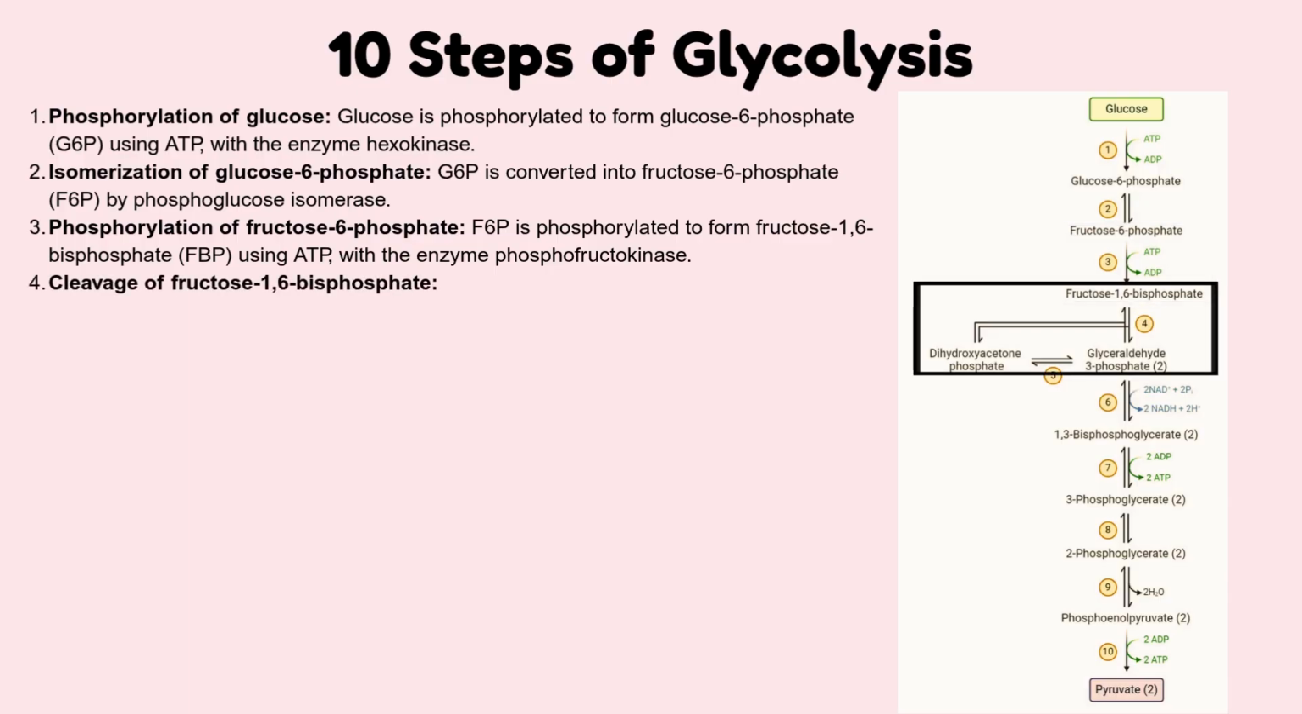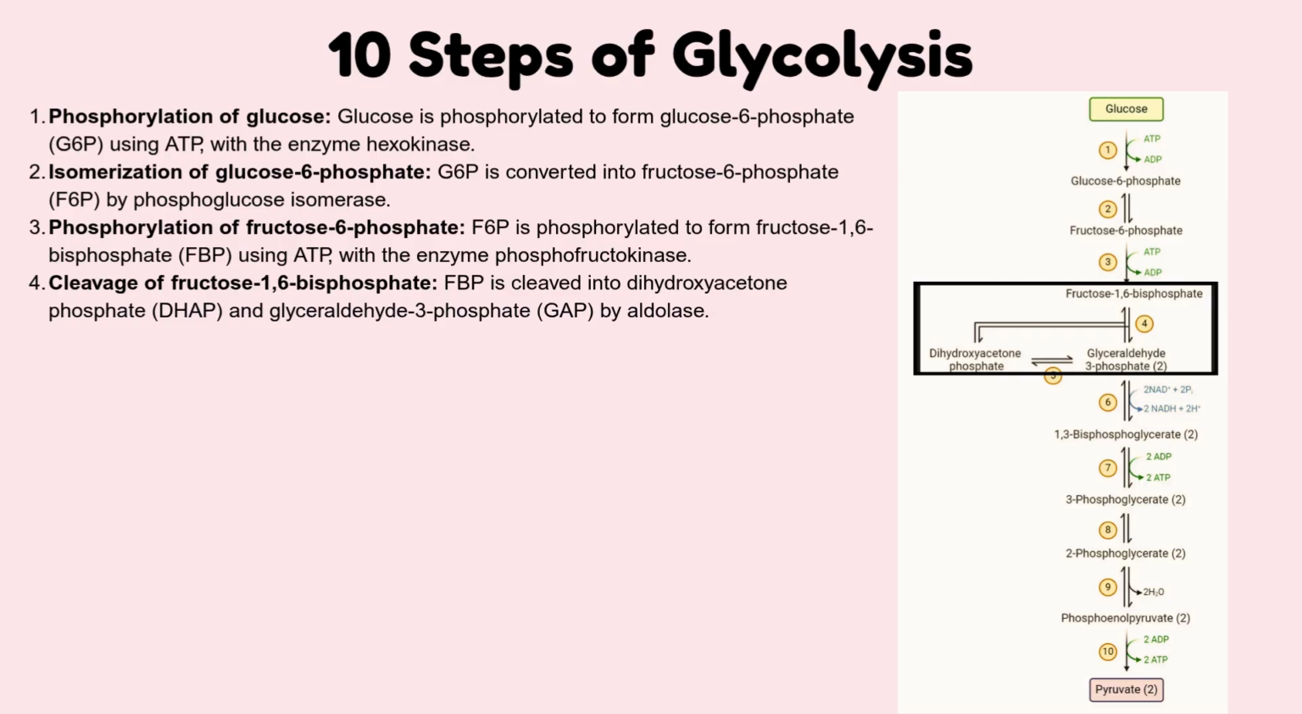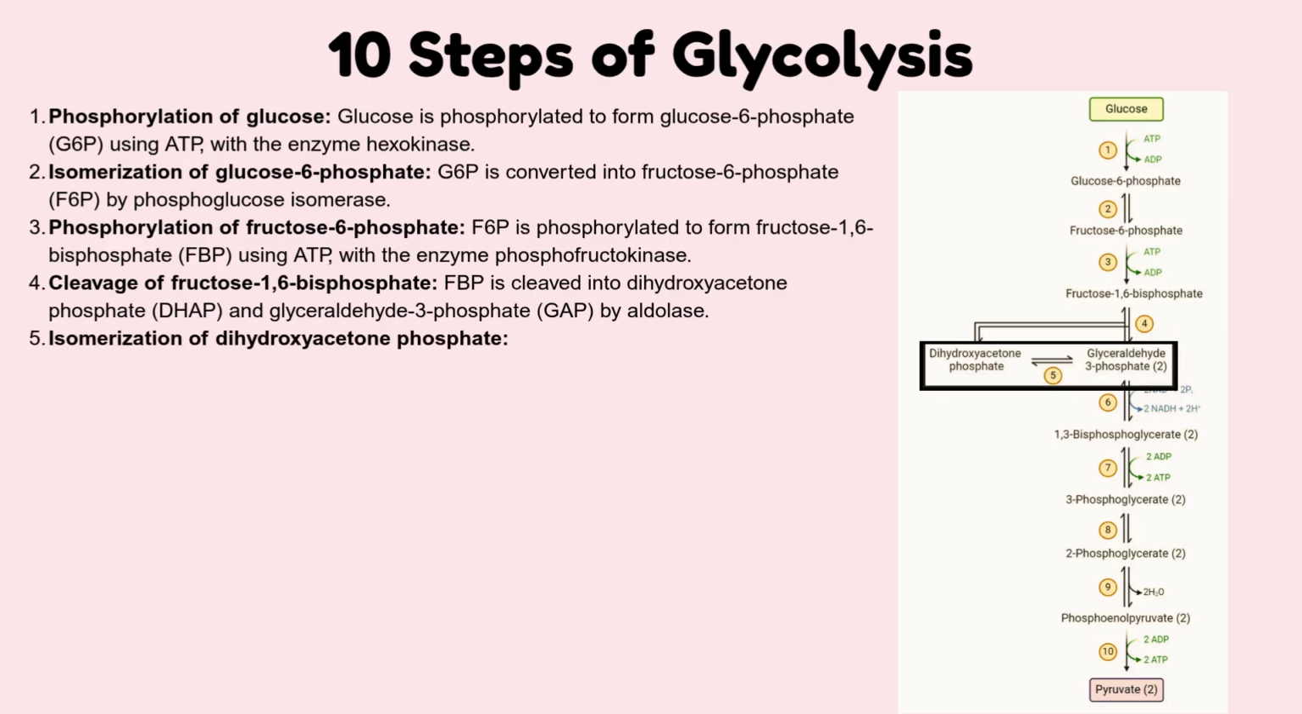Cleavage of fructose 1,6-bisphosphate. Fructose 1,6-bisphosphate is cleaved into dihydroxyacetone phosphate and glyceraldehyde 3-phosphate by aldolase. Isomerization of dihydroxyacetone phosphate. Dihydroxyacetone phosphate is converted into glyceraldehyde 3-phosphate by triose phosphate isomerase.